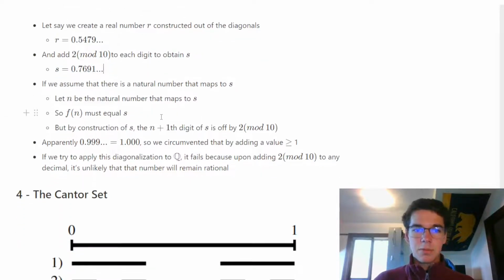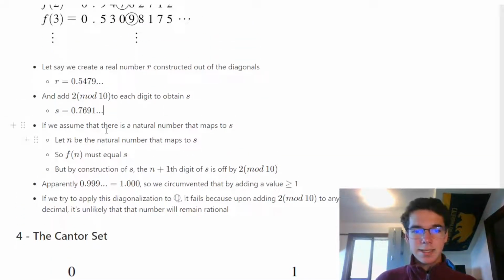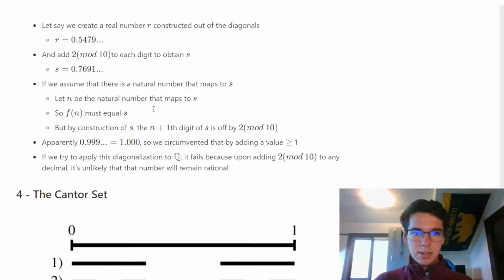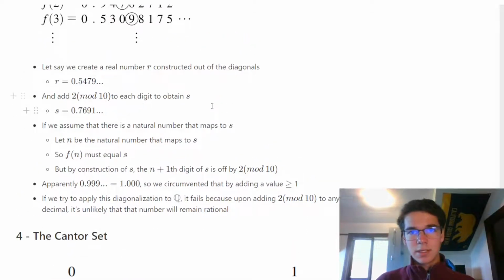But if we remember, the way that we obtained S is by adding 2 mod 10 to every digit along the diagonal. And if you think about it, it's going to hit every number in the set of real numbers. So that must mean that the nth digit of S should have also been flipped. And so that means, just by definition, that it can't be equal to S.